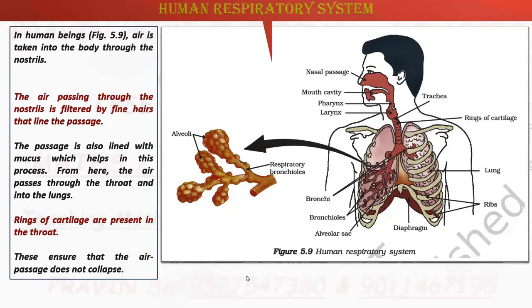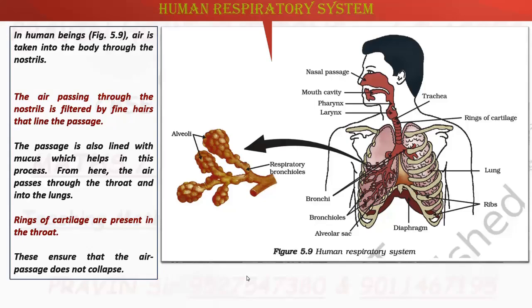Now, when the body size of an animal is large, the diffusion pressure cannot take care of oxygen delivery to all parts of the body. For that, the body develops respiratory pigments, and respiratory pigments supply oxygen through the blood to all parts of the body.